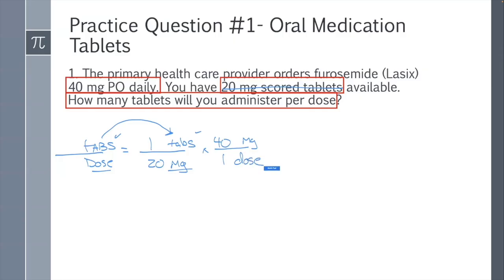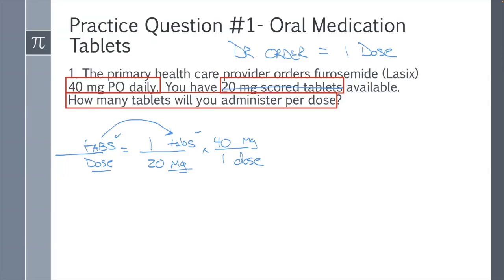You may be thinking, Coach, why is that 40 milligrams per one dose? I don't see the word dose. I need you guys to write this on your paper somewhere in your notes: a doctor's order equals one dose. So in this problem, it says the primary healthcare provider, that's your doctor. It could be your nurse practitioner, right? It could be your physician's assistant. It could be whoever is writing the orders for your patient.